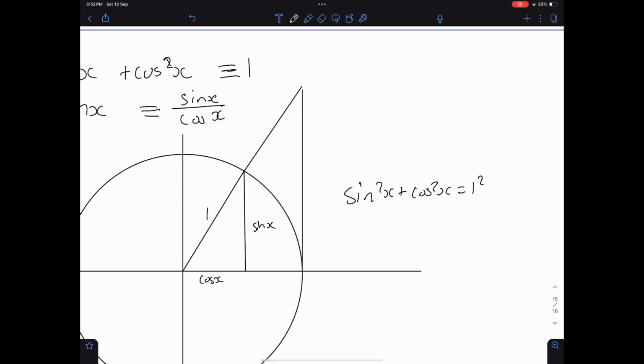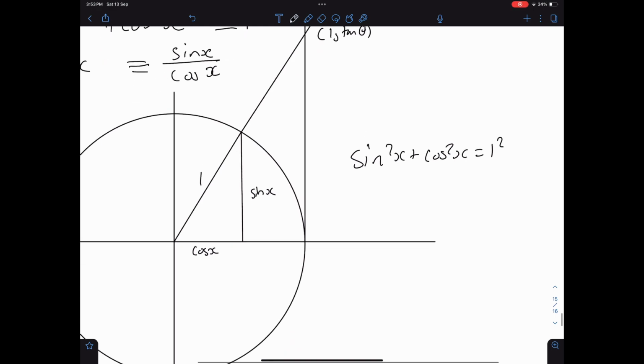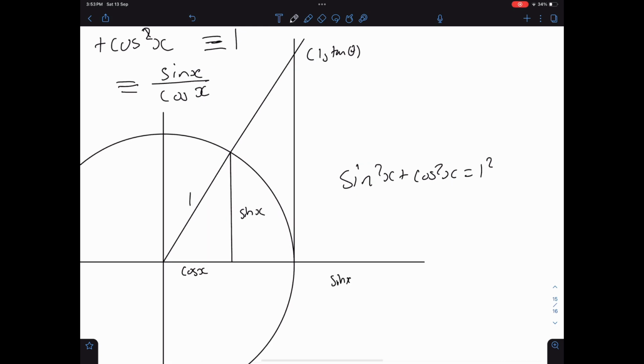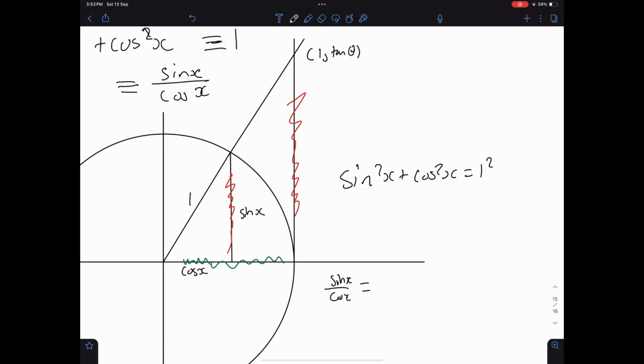Now we will extend this out, and we'll do our tan because we know that this is 1, tan theta. Now, in a similar triangle, the ratios of side lengths are the same. So we know that sine of x over cosine x, well, maybe I might do some colour here, and I'll shade each of the corresponding sides. So sine x over cosine x will equal tan x.